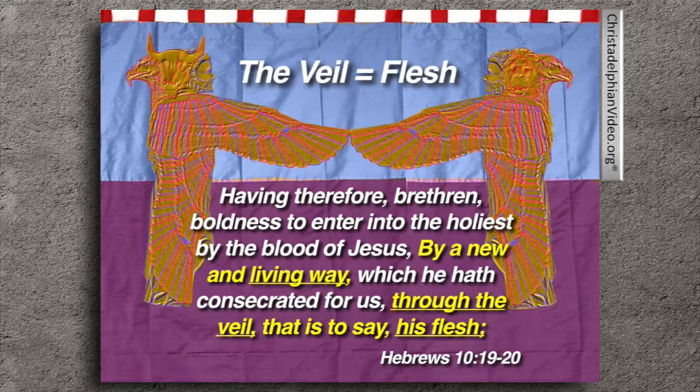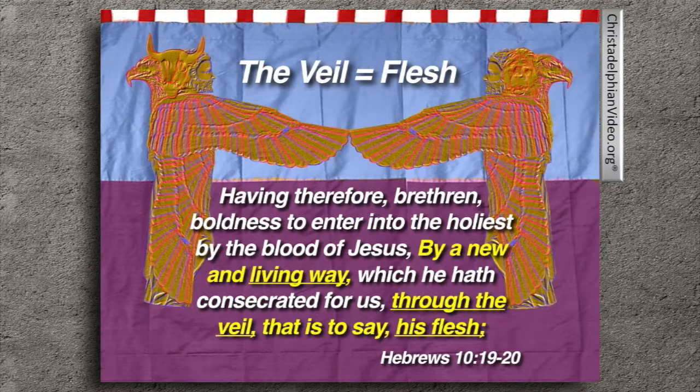He says, "Having therefore, brethren, boldness to enter into the holiest by the blood of Jesus." So here we are going into the most holy place by a new and living way, the way to the tree of life, which he hath consecrated for us through the veil, that is to say, his flesh. So what, brothers and sisters, stands between us and our God? Flesh. But this flesh, brothers and sisters, was just not any flesh. It had the cherubim embroidered upon it. It was God manifest in the flesh.